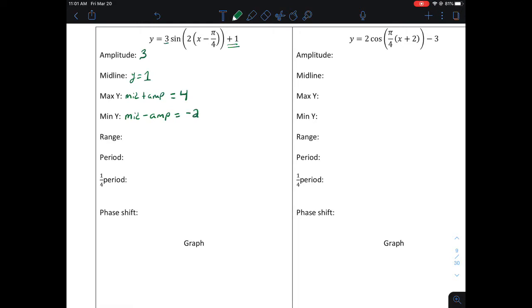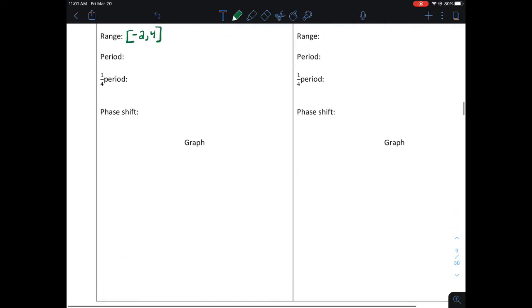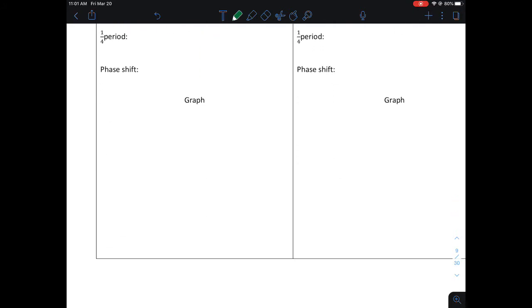So now I know the range of the trig function, so I can set my vertical scale. The range is going to go from negative 2 to positive 4. So all of that is my vertical features. So I'm going to come down here. The way I graph these trig functions is I make scales.